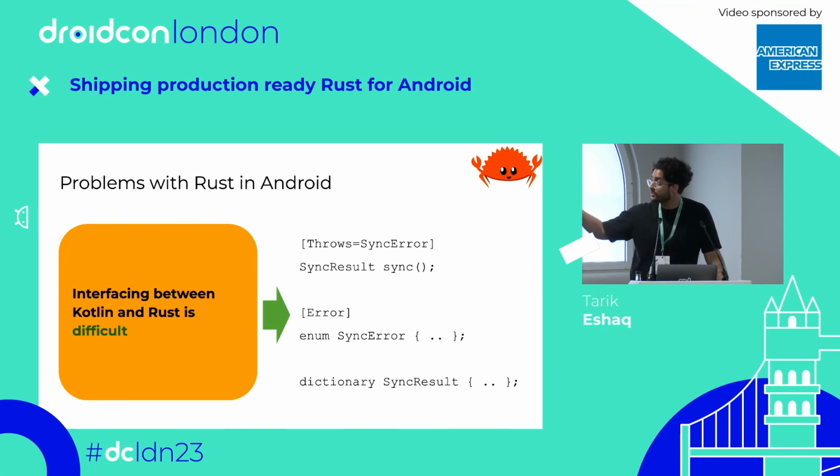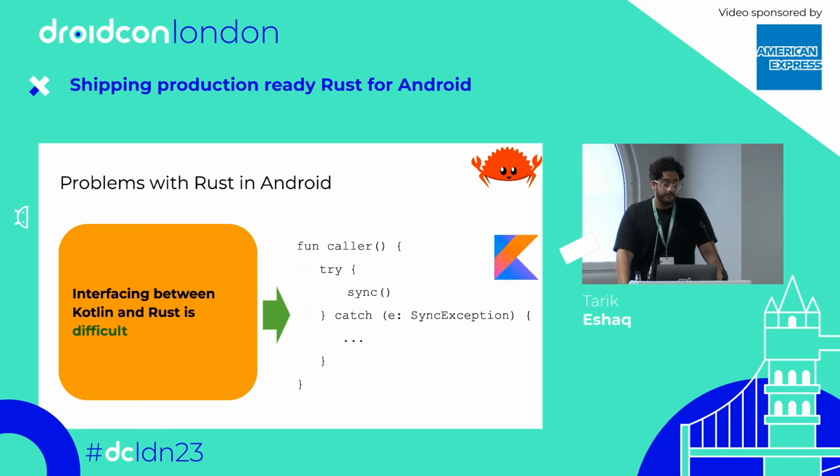In this case, you have your sync function, returns a sync result, throws a sync error. If you've worked with WebIDL before, you'd realize that this looks very familiar, and that's what we've adopted for this. Then you have your error, which is an enum, and it could be one of many variants. And you have a dictionary or data class, which is the result, and it can include a bunch of data.